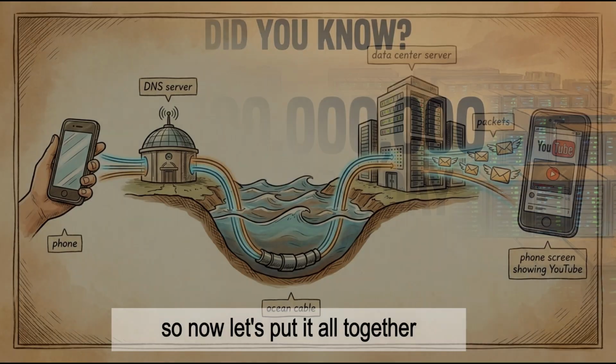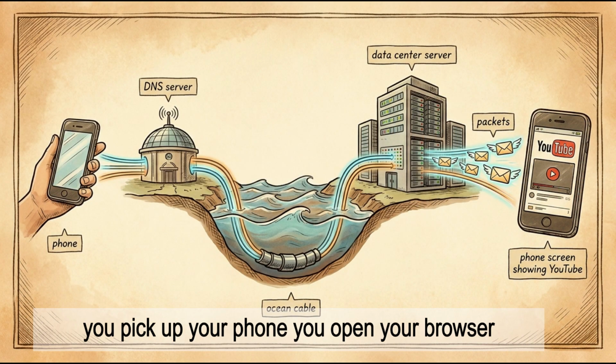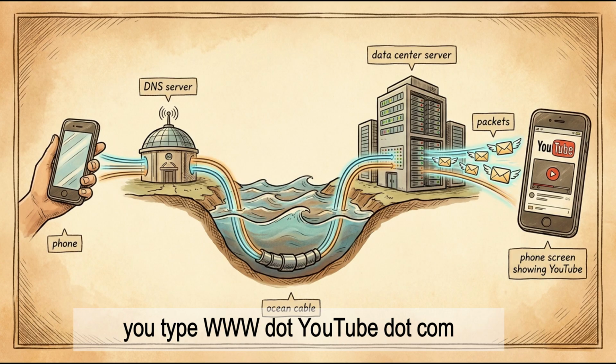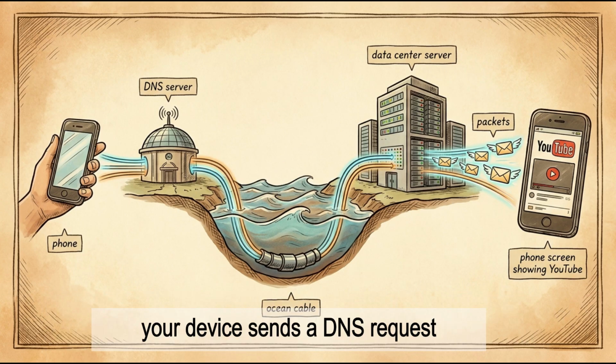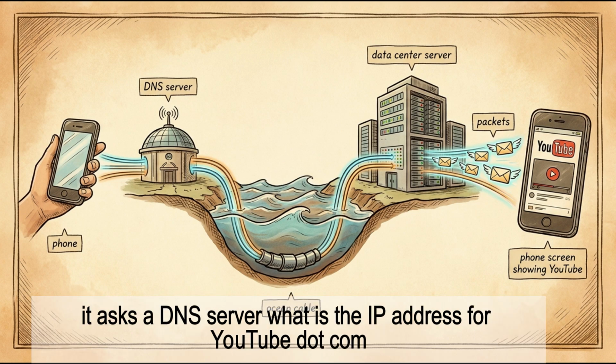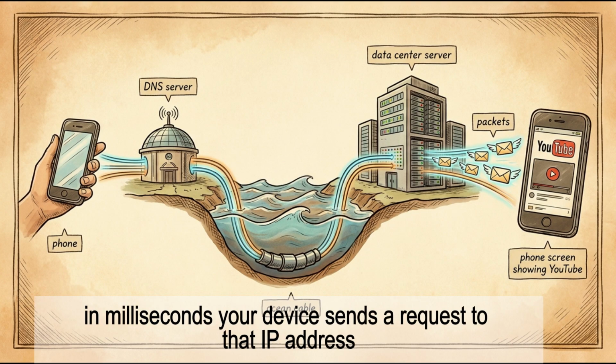So now let's put it all together, because this is where everything clicks. You pick up your phone, you open your browser, you type www.youtube.com. In that single moment, here is what happens behind the scenes. Your device sends a DNS request. It asks a DNS server, what is the IP address for youtube.com? The DNS server responds with YouTube's IP address in milliseconds.